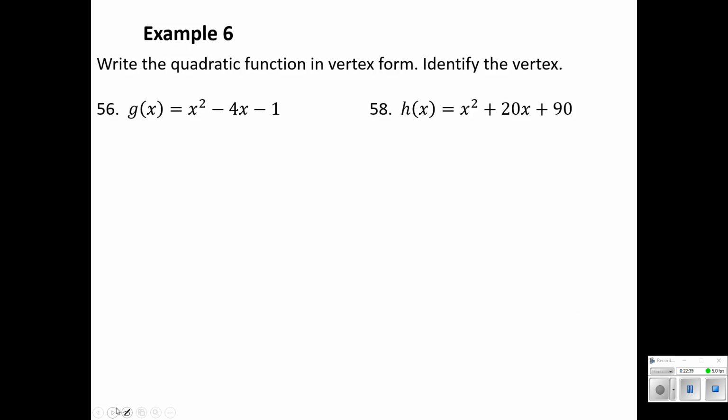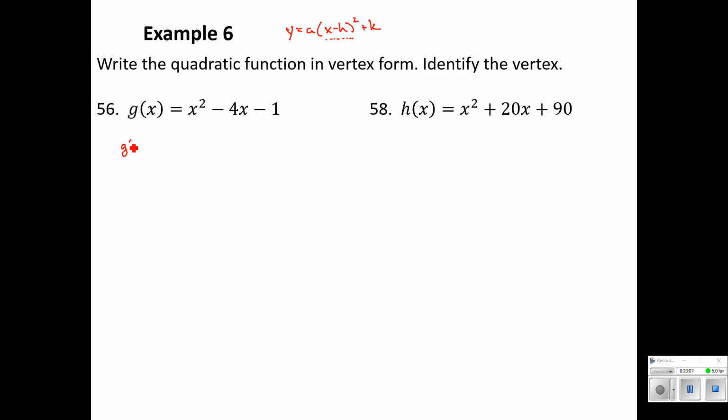All right, example 6. Write the quadratic function in vertex form, identify the vertex. So we want to get to this y equals, or f of x, g of x, h of x, our function equal to a times x minus h squared plus k. So you can see where that perfect square, or that binomial squared, comes into play, and completing the square definitely does help us with that.